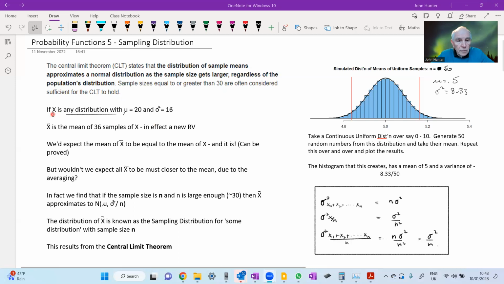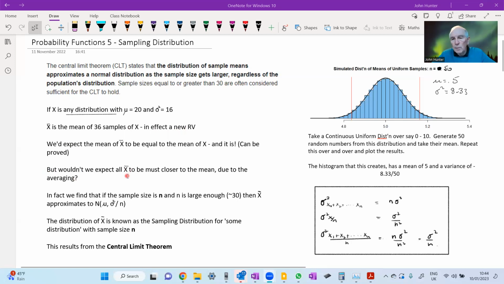Okay, so if we've got some random variable with any distribution, it could be a uniform distribution, for instance, with a mean of 20 and variance of 16, and X bar is the mean of 36 samples. So we're going to take this X bar, which is effectively a new random variable. It's being derived, and we would expect the mean of that X bar to be equal to the mean of X. Yes, it is. There's maths that can show that.